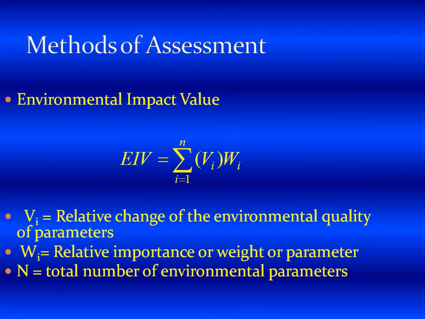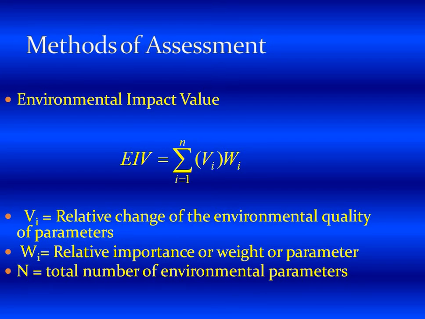Now, how do you estimate the environmental impact? In one term, it's called the environmental impact value. Although the impacts are studied separately, the environmental impact value gives a one-number representation of the possible environmental loading and impacts. So EIV, the environmental impact value, is equal to the summation from i equals 1 to n of Vi Wi. That means V1 W1 plus V2 W2, continuing to Vn Wn. All are added, and here V is the environmental quality, the quality parameters.